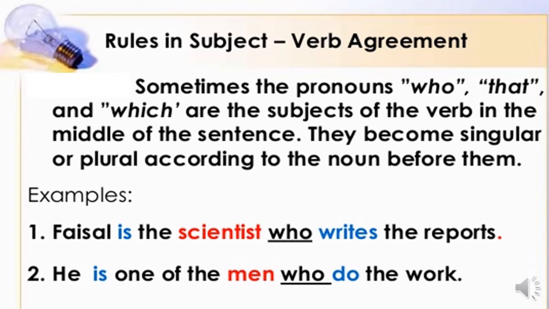So here, when we have the pronouns like who, that, and which as the subjects of the verb in the middle of the sentence, they become singular or plural based on the noun which is used before them. Here we just have scientist before who, so that's why we have writes, because it is in singular form. And then in the second sentence we have men in plural form, and that's why we have the plural verb do following who.